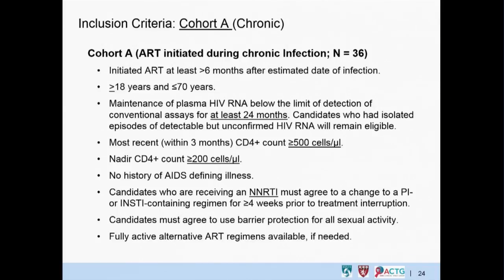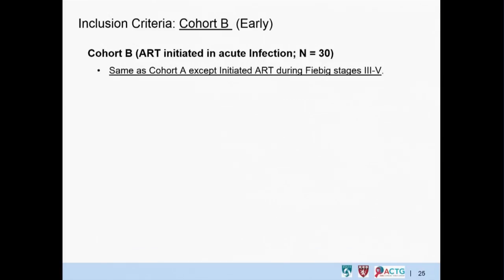We're enrolling 2 different cohorts: individuals who are treated during chronic infection, which is cohort A, as well as individuals who are treated during acute infection, or cohort B.